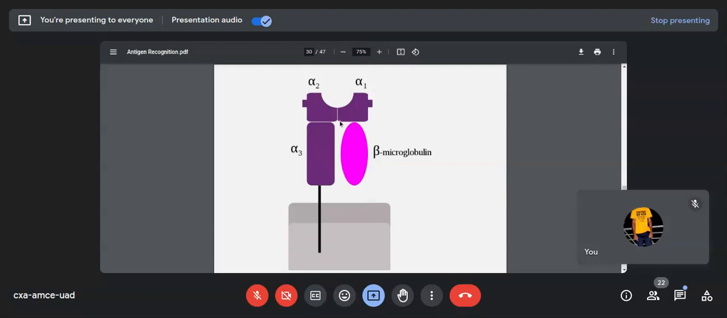So one thing about the MHC class 1 molecule is that it has 3 alpha segments. That's alpha 1, alpha 2, and alpha 3. And it has a fourth part, which we call the beta-2 microglobulin side.